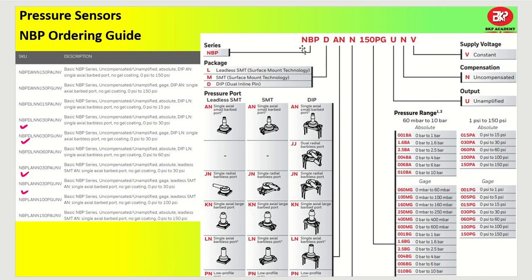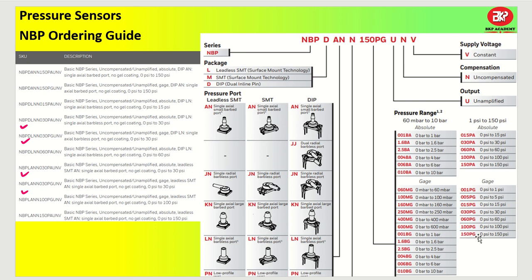Okay, so there is nothing new in this. Same manner there will be NBP, that will be a starting series. This will be D, L or M based on the leadless, SMT or DIP package. This is AN type, that is the barbed type. If you have to find out leadless, I mean barbless type, that will be LN series. Okay, and N means no coating, S means silicon gel coating, and this is the pressure value, that will be 150. PG means 150 psi. You can see here 150 psi here.